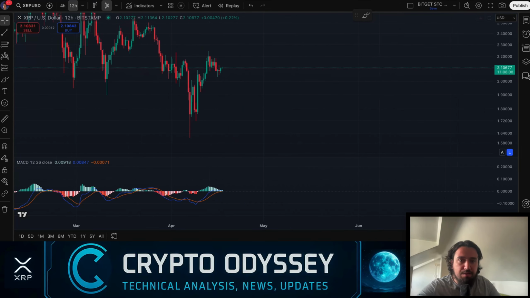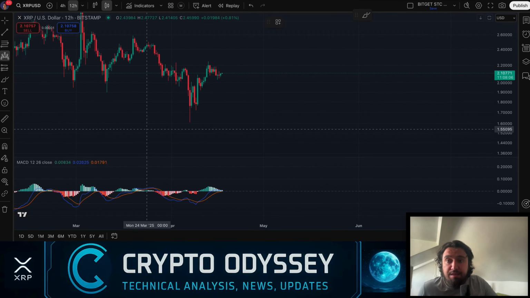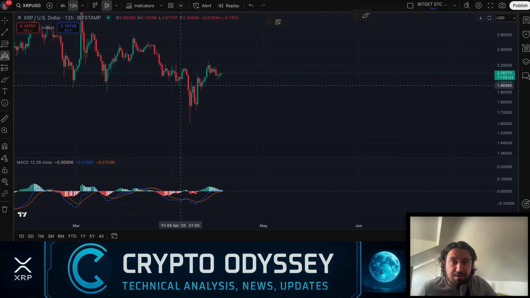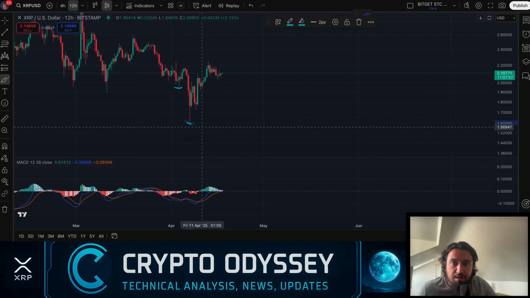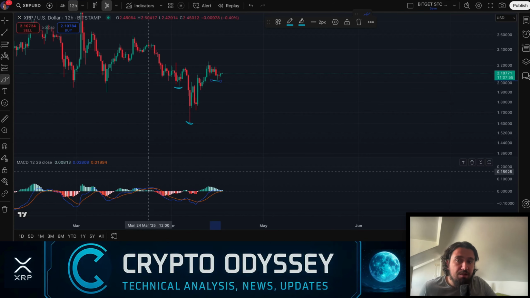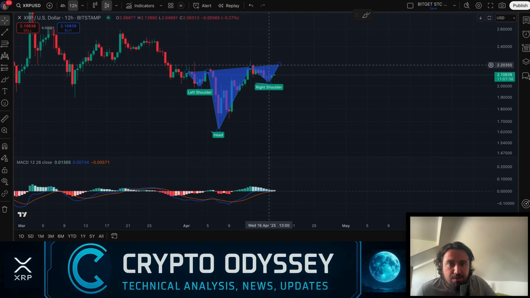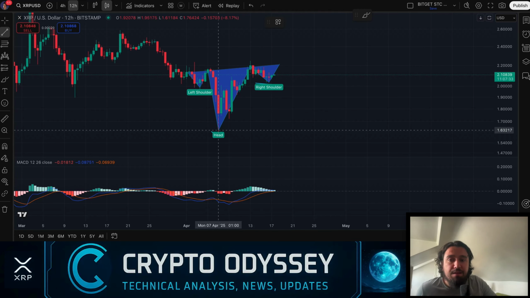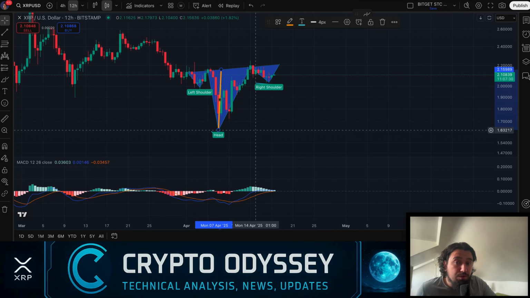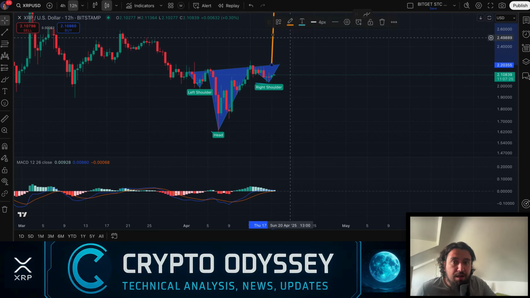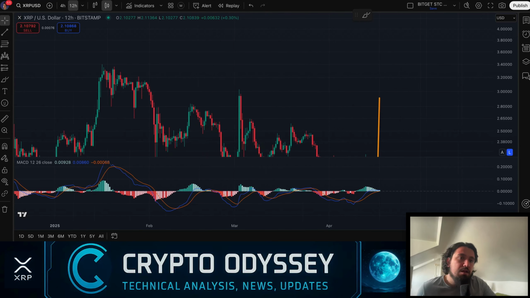Another pattern that could potentially be playing out here is an inverse head and shoulders. Now, why is that? Well, look, we have a left shoulder, a head, and potentially a right shoulder forming now. For this to occur, we would need a breakout above this trend line here, which is currently sitting at about 220. If we see a breakout, then the measured move would be from the head to the neckline, from the neckline, and we're looking at potentially, have a look at that.